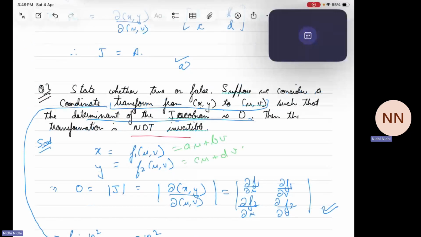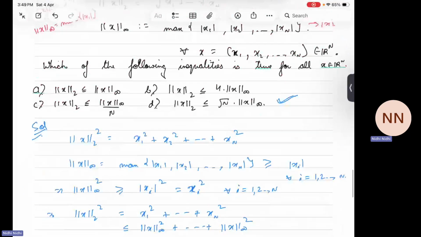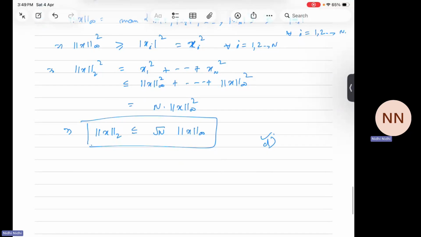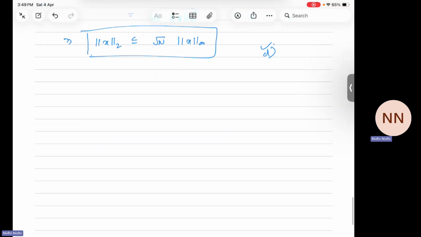Okay, so if there is no doubt, we can move to the next question, which is kind of similar, just the other side of the inequality. We have question number 5.